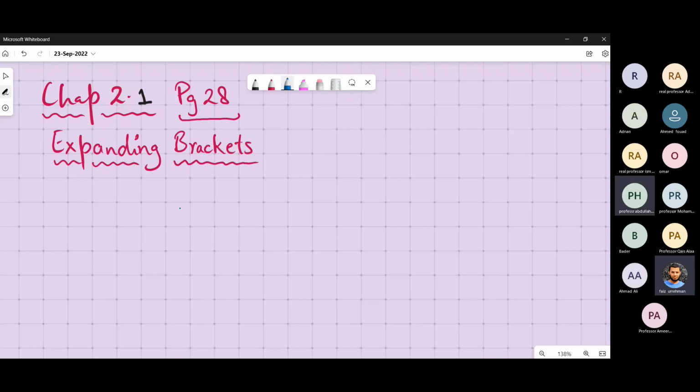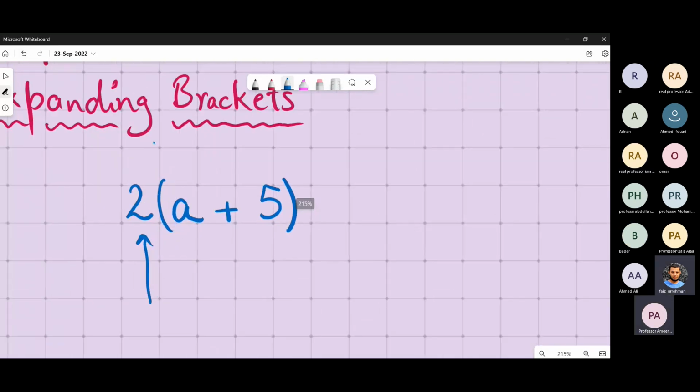For example, inside a bracket we have a plus 5, and outside the bracket we have the number 2. When there is nothing between the number and the bracket, we will consider it multiplication. Yes, we will consider that there is multiplication here. Clear?